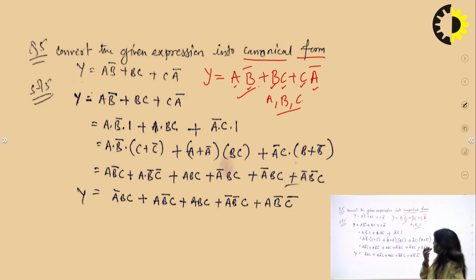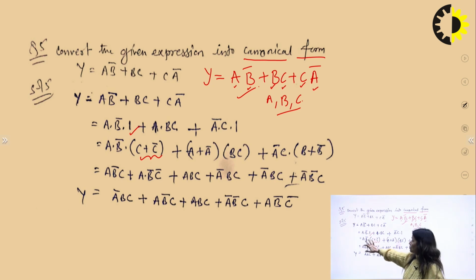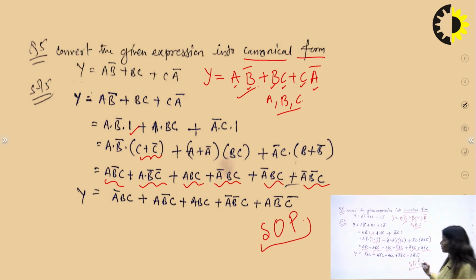So here what we can do is this A B bar can be multiplied by 1, it won't change. There would be no effect of multiplying anything by 1. So that we can include C, we will use C plus C bar. The C variable is not present in A B bar, so we can multiply it by C plus C bar. Similarly, we can multiply this BC term by A plus A bar, and we can multiply this A bar C by B plus B bar. So now all the terms will have all 3 variables. Now we have represented all the terms with all the variables, and the final expression will come like this. If you can note down, this is a sum of product type of expression, right?